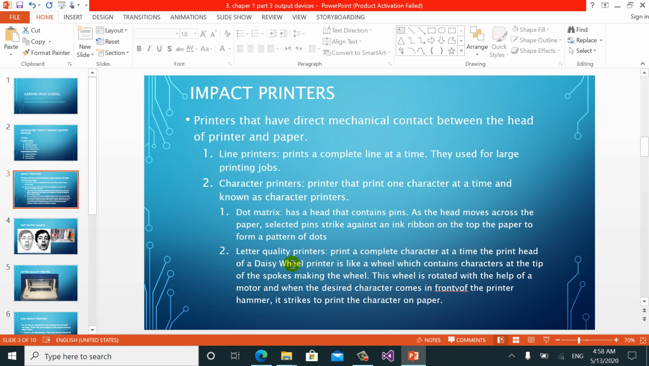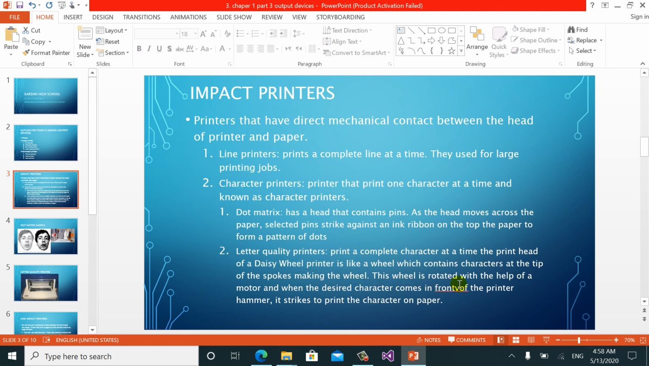It is a wheel, and this wheel contains characters. When some characters need to be printed, these characters strike, like a strike. These character tips are the tips of the spokes making the wheel.